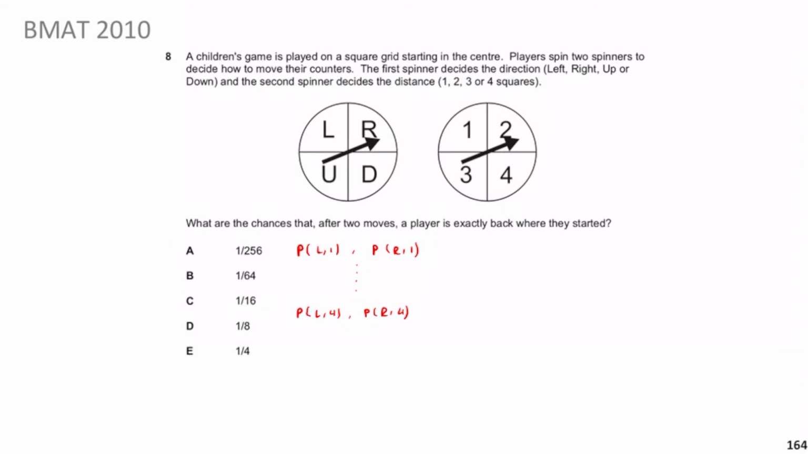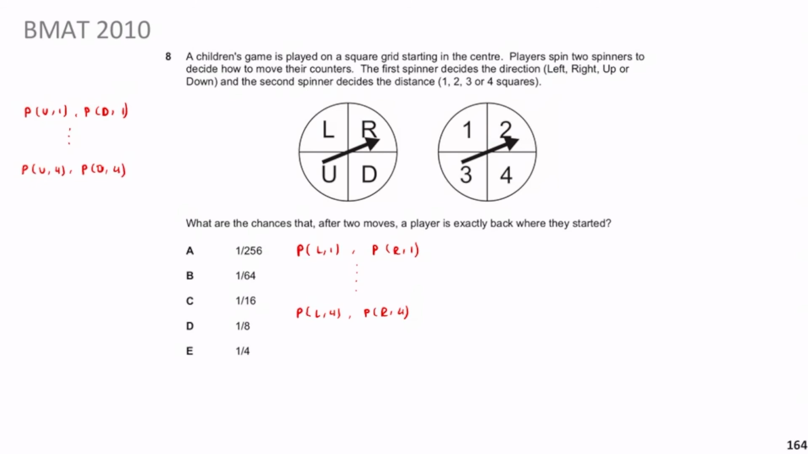And obviously this happens also with the ups and downs. So you can get up 1, but then the next one you must get down 1, and this can happen all the way until you get up 4 and down 4, right? So we need to work out what these probabilities are, right?